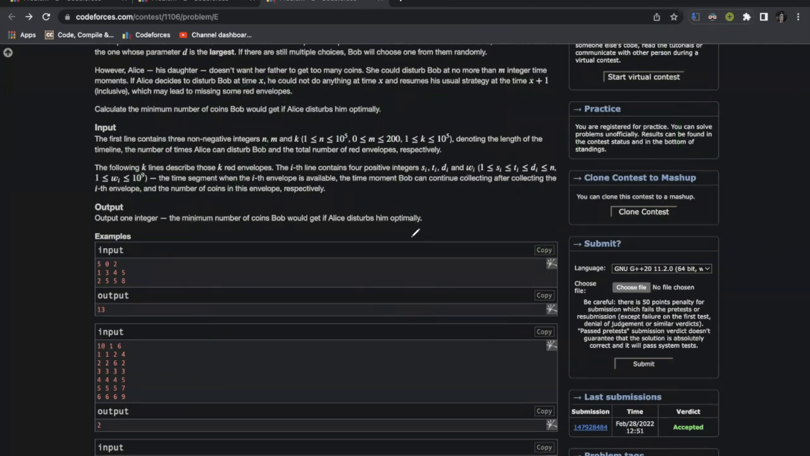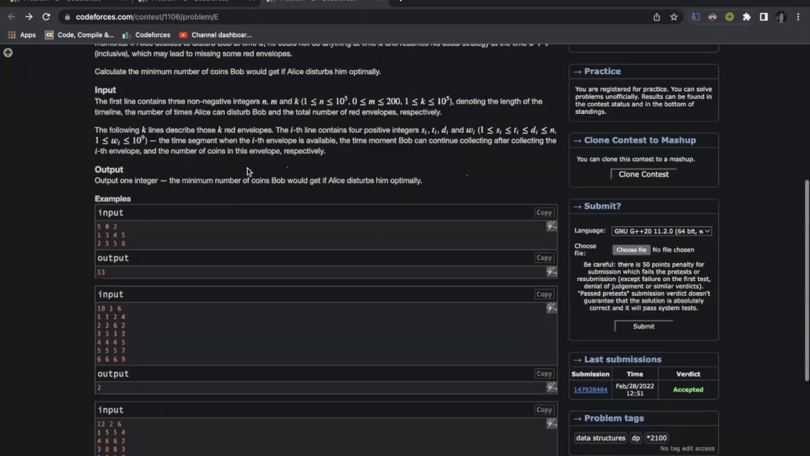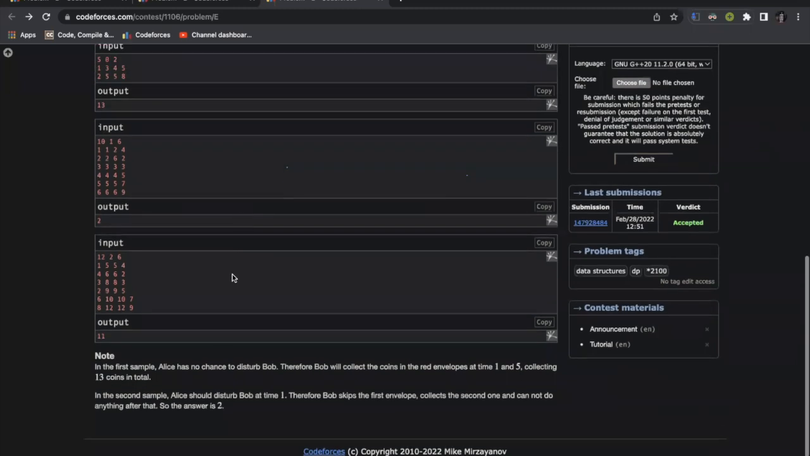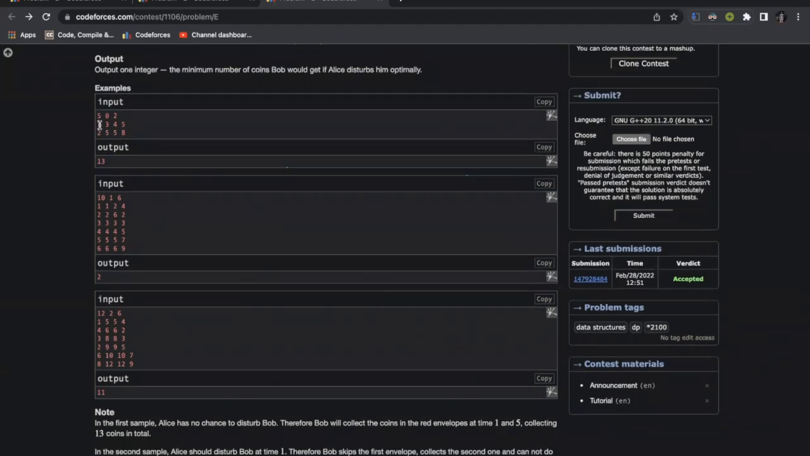Yeah. So now let's see the optimal strategy that we'll have. There is no concept of disturbing here. So Bob will basically collect the coins in the red envelopes at t equals 1 and t equals 5. Because at t equals 1, he'll choose the coin, and then he can't choose any other coin between t equals 1 to 5. So at t equals 5, the second coin is still active. So he will choose the second coin as well. So in total, he'll be able to choose both the coins.